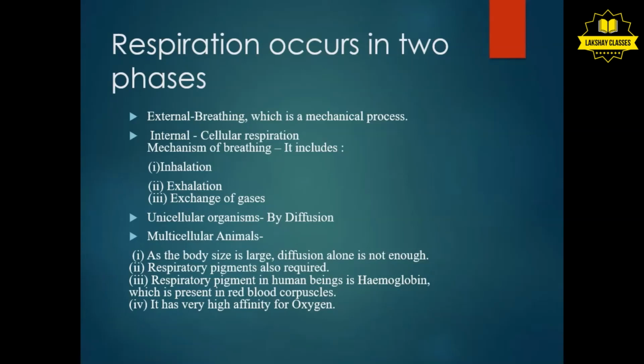Fine. This respiratory pigment is present in RBCs, red blood cells. Hemoglobin has a high affinity for oxygen. Carbon dioxide is more soluble in water than oxygen, so it gets dissolved in blood and is thus transported, right? Next.